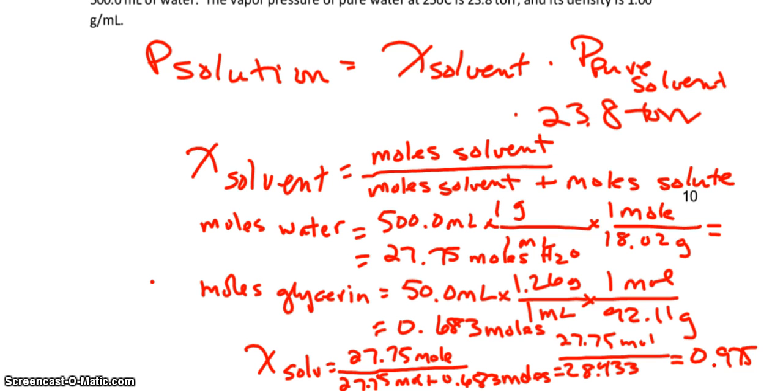And notice that the mole fraction must be less than 1. If you get a number more than 1, you have made a mistake, so go back and try to find that. So now I have found the mole fraction of solvent. So here I need to then multiply that by the pure solvent's vapor pressure, the 23.8 torr, and then we'll get an answer. So hang on a second and I'll put it up.